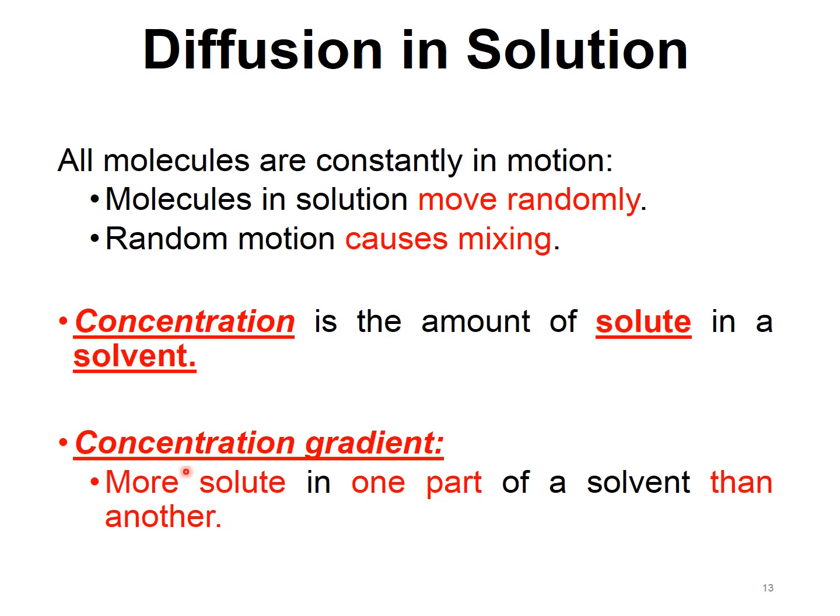However, we have what is called concentration gradient. في عندنا تدريج للتركيز. More solute in one part of the solvent than another. يعني معناها we have an area of high concentration and another area of low concentration. يبقى we have a concentration gradient. We have two areas with two different concentrations, so we have what is called a concentration gradient.